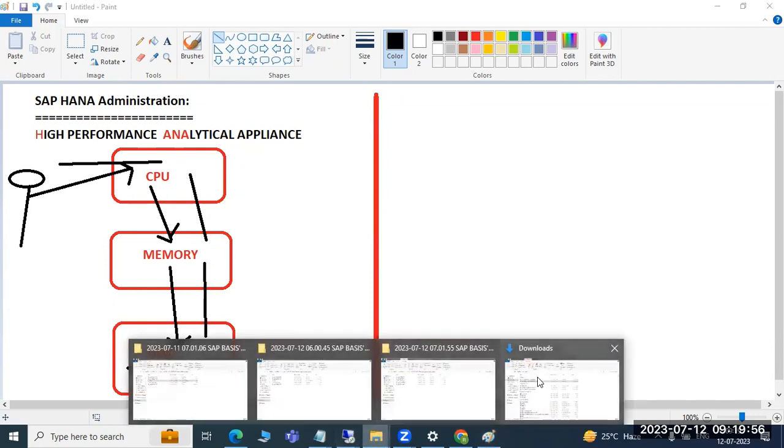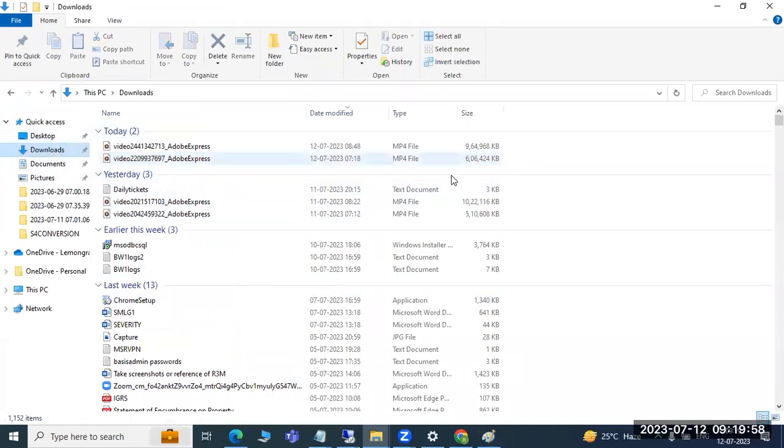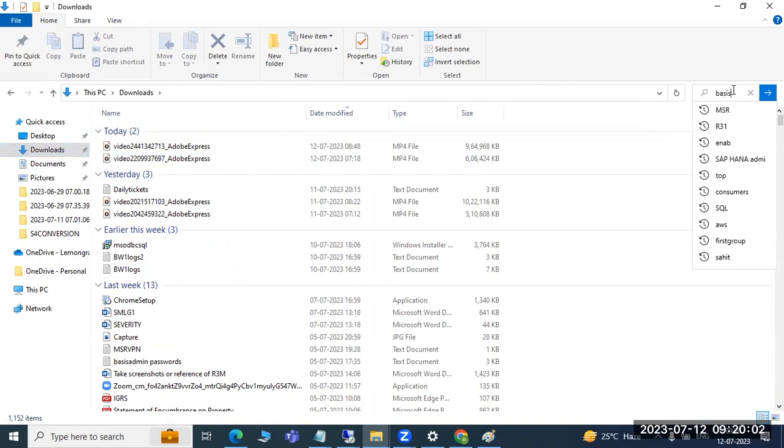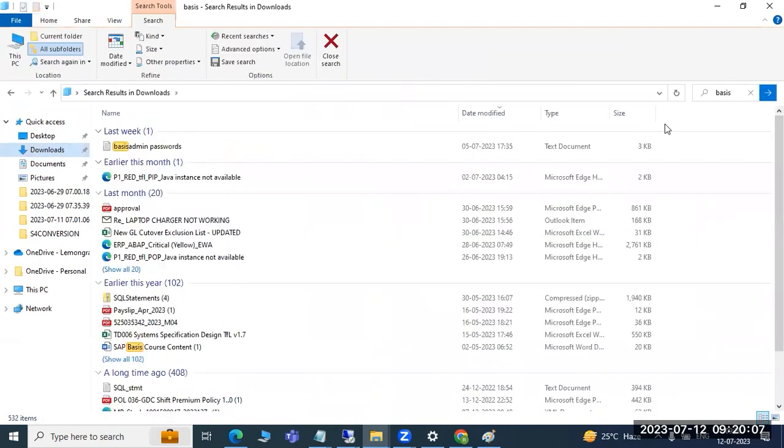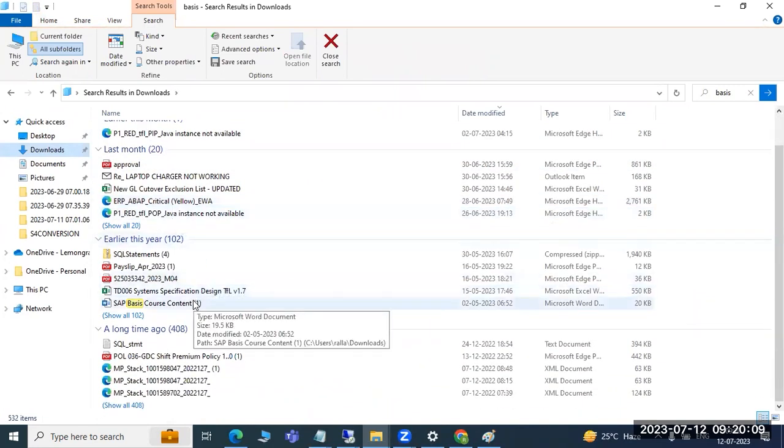Suppose you see here on my screen, I need something from the system, suppose like basis. I just select it and click on the OK button. Immediately I got it. Why? Because my data is there in the buffer, so I immediately got the data.